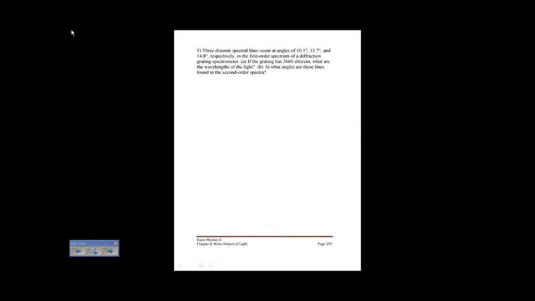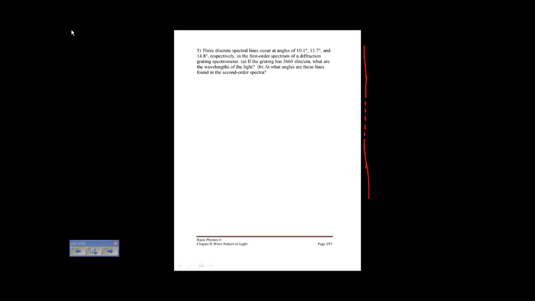Three discrete spectral lines occur at these angles in the first order spectrum of a diffraction grating spectrometer. If the grating has 3,600 slits per centimeter, what are the wavelengths of the light? At what angles are these lines found in the second order spectrum? So, a diffraction grating is a lot like a single slit, or a double slit rather, except instead of just having two slits, you have a lot of slits.